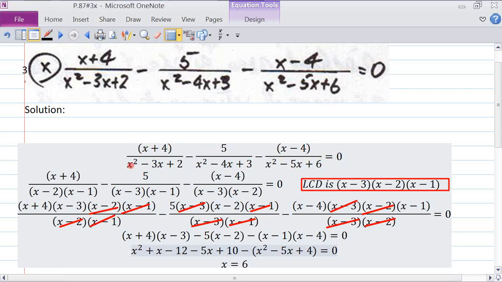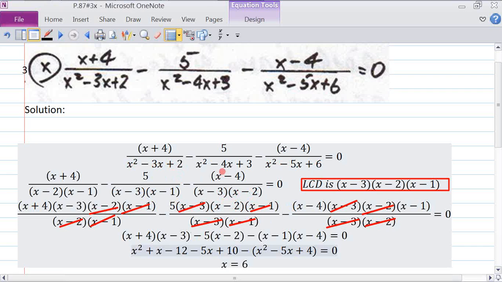Now what I've done is factored x squared minus 3x plus 2 as x minus 2, x minus 1. You'll notice the outer is minus x and the inner is minus 2x, and that gives me the minus 3x here. Now I'm going to factor this, and I get x minus 3, x minus 1 for that. I'm going to factor this, and it's going to be x minus 3 and x minus 2. So I factored each one of these.